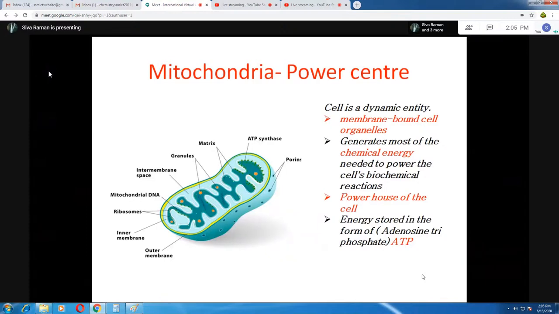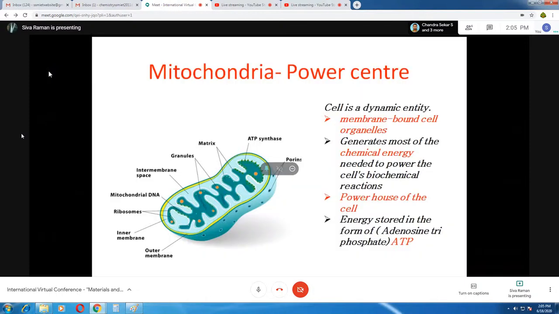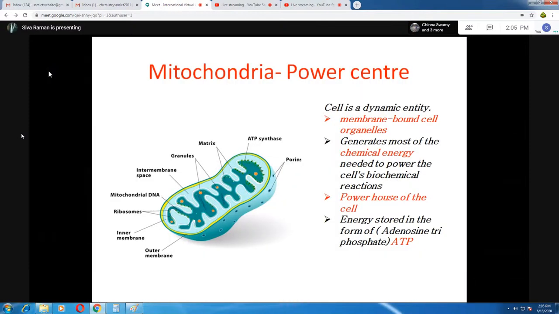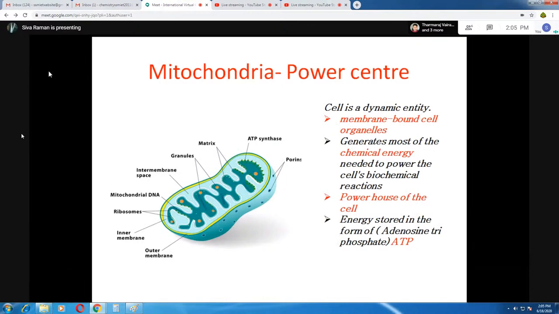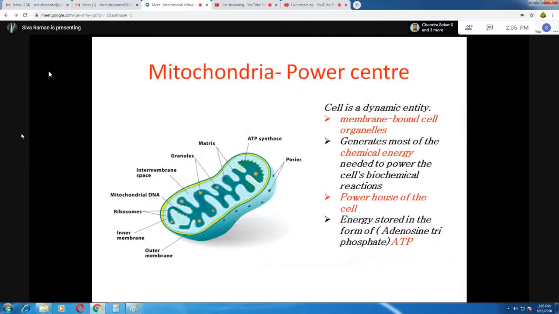We all know that the cell is a dynamic entity. The mitochondria is a membrane-bound cell organelle. It generates most of the chemical energy which is needed for the cell to carry out any biochemical reactions or biochemical work. So we can call it the powerhouse of the cell. The energy created inside the mitochondria is stored as a molecule termed adenosine triphosphate. ATP is also termed the energy currency of the cell.